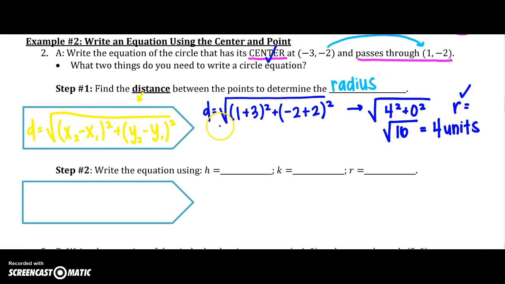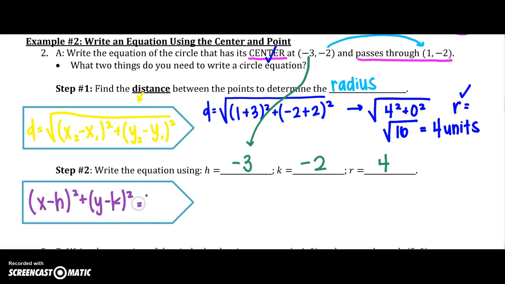To write an equation, you need (h, k). So here is my h and my k, and my radius we just found is 4. And remember our standard equation, (x minus h) squared plus (y minus k) squared equals r squared. So I'm going to say x minus h squared, remember a negative actually becomes a positive, plus y minus k squared, again that negative becomes that positive, equals 4 squared, which is 16.